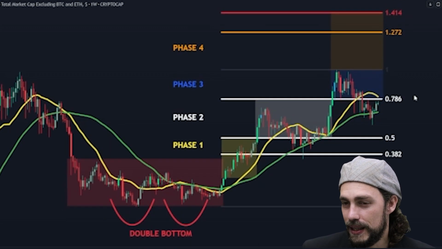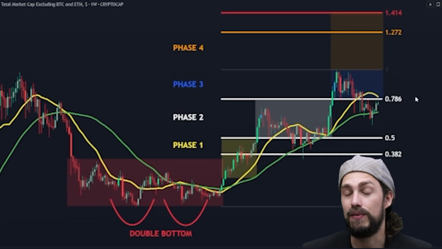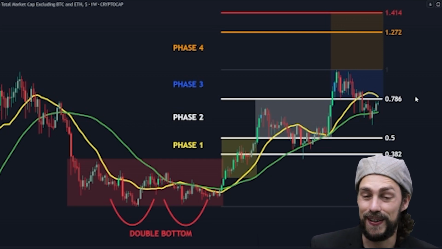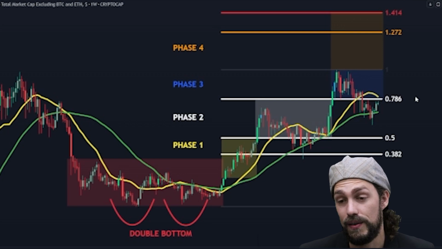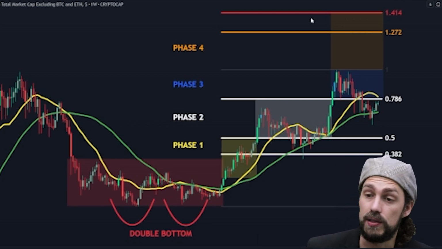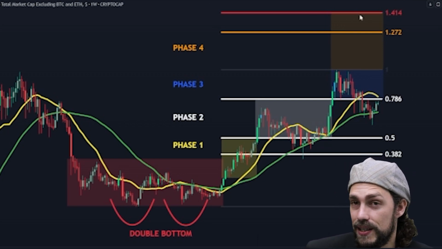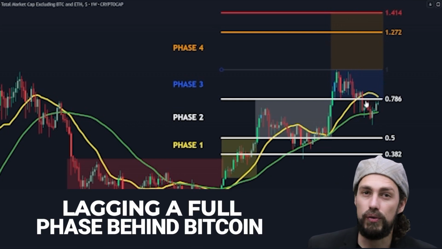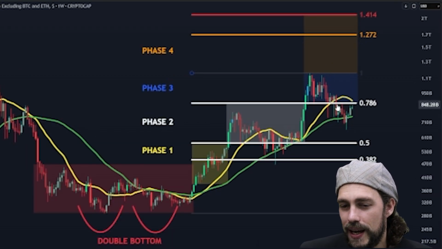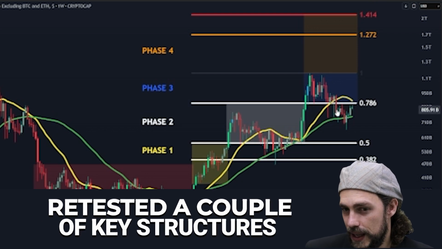Something you'll immediately see if you look at my previous video, you can do that by looking at the video here, is where we did the same thing with Bitcoin, and Bitcoin is currently in phase 4. So this is the area here from the 1 level and up. Now, looking at the altcoins, we can see that we're lagging a full phase behind Bitcoin, and we have actually retested a couple of key structures.